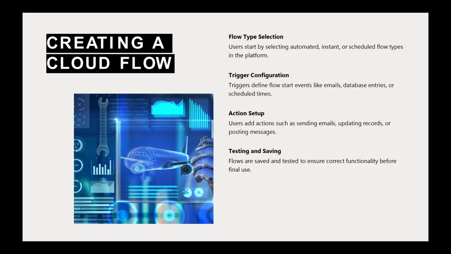To create a cloud flow, we have to start by choosing a trigger, which is an event that starts your flow. Then we have to add actions. These are the steps the flow will perform. And we can use conditions and loops to add our logic. And at last, we have to test our flow to ensure it works as expected.